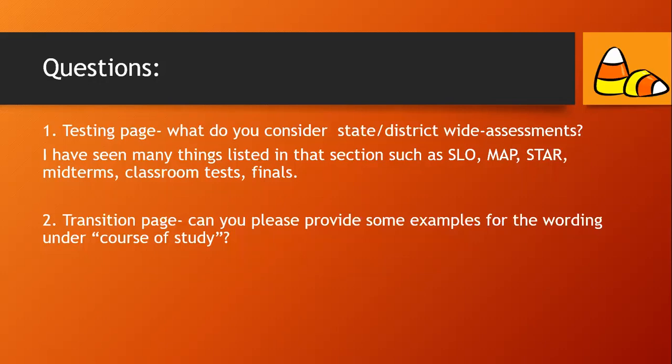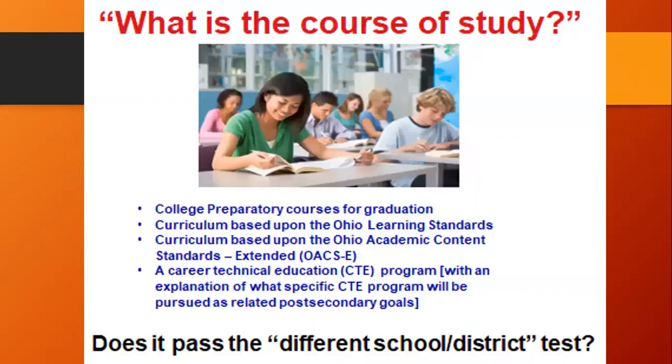Okay, and if no one has any questions about that, we'll go to question 2. Question 2 is about the transition page. Can you please provide some examples for the wording under course of study? Well, we have the state's different definitions, and I think we're going to pull those up. This is what the state wants to see, basically saying whether they're college prep, courses for graduation, curriculum based on Ohio learning standards, extended standards, career technical, and CTE.